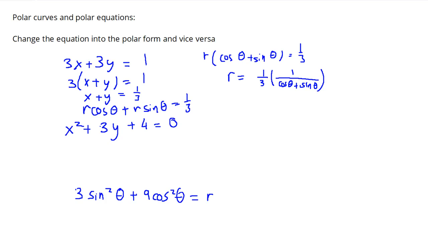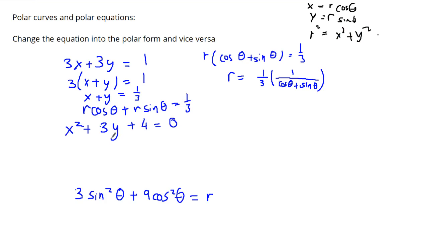17. So how do you change the equation to polar form? You can look at this example, but basically the three most important things are x equals r cosine theta, y equals r sine theta, and r squared is equal to x squared plus y squared. Those are the three most important things.